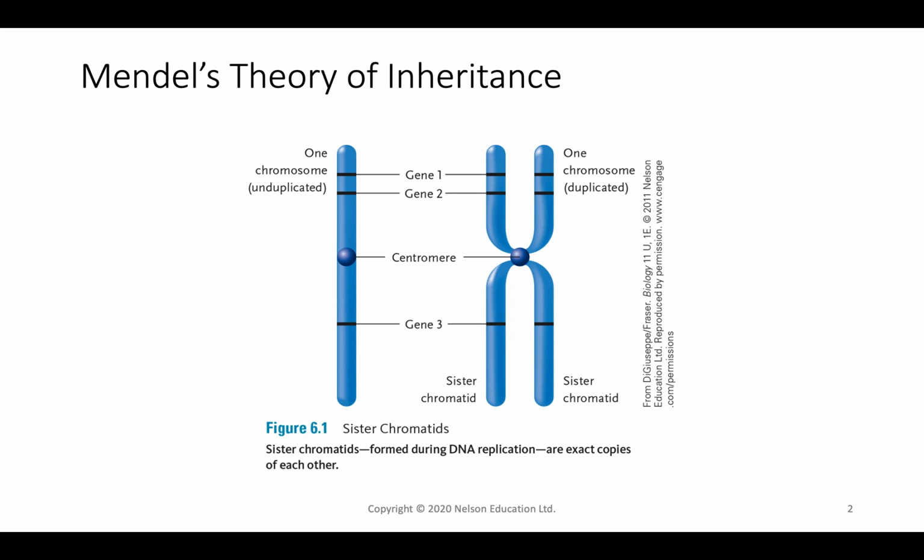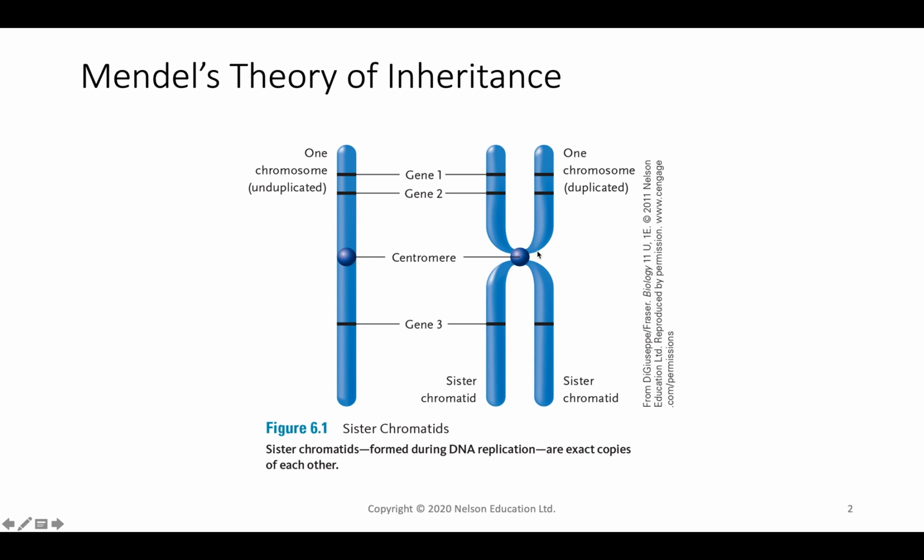So this here is a chromosome before it's been duplicated. Here's the centromere, the short arm, the long arm. Genes within chromosomes are organized in a very specific way, just like books in a library have a specific location. So genes are organized in a particular what we call locus, or location, within the chromosome.